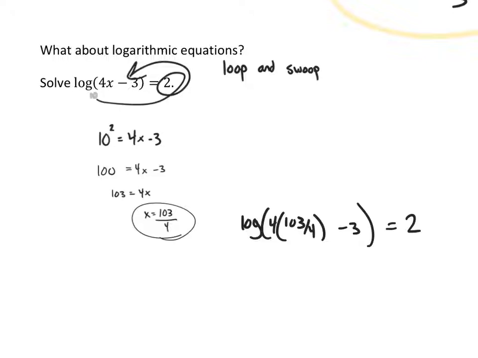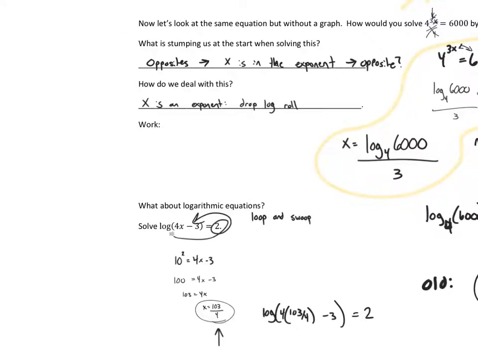Now you'll need to know how to do this because I highly doubt that anybody can look at this problem and tell me that the answer is 103 divided by 4, because it's a big messy decimal. So using these methods such as drop, log, and roll and loop and swoop from the other day will be very important to your success on this section.